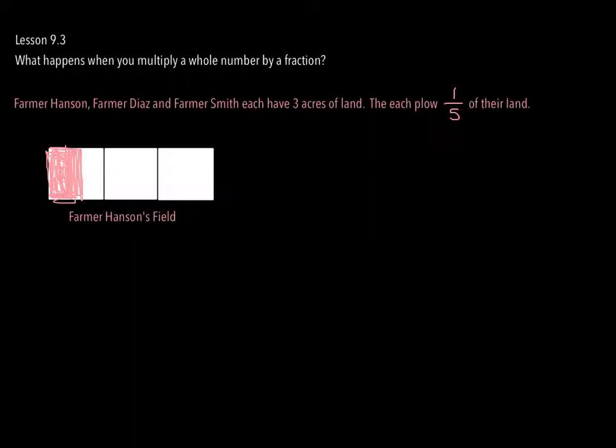So we have our 3 acres, right? 1, 2, and 3, and then we have what is 3/5, but it's really hard to tell in terms of our 1/5, 1/5, 1/5, but it's hard to tell. Now we're going to look at Farmer Smith and Farmer Diaz's drawings next. Give me a second and I will draw those. Those are going to take me some time.